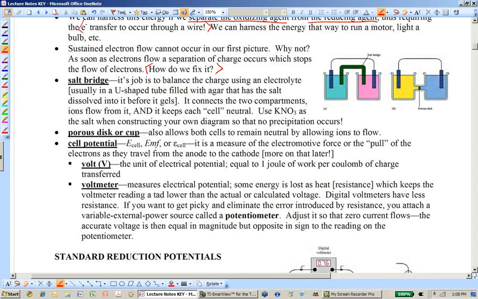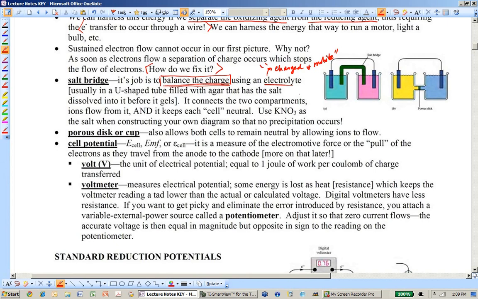Well, we insert a salt bridge, and its job is to balance the charge. I want you to embrace that phrase and use it in your writing. Never ever say complete the circuit, always say balance the charge. So you do this using an electrolyte. Okay, electrolyte is code for charged and mobile. Ions make great charged mobile species. So charged and mobile. Got to have moving pieces that can carry a charge in order for electricity to flow.